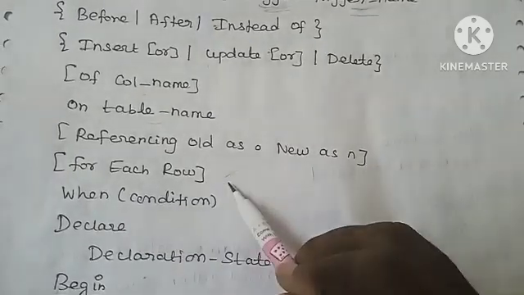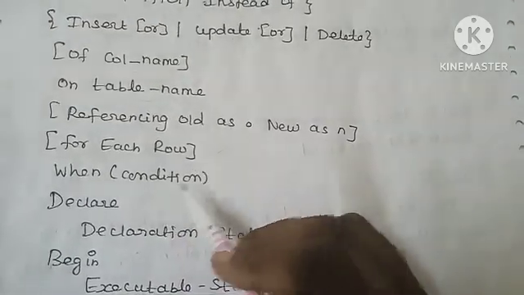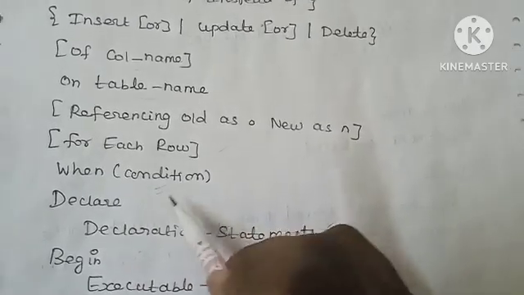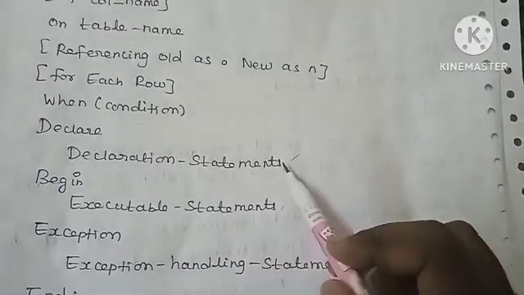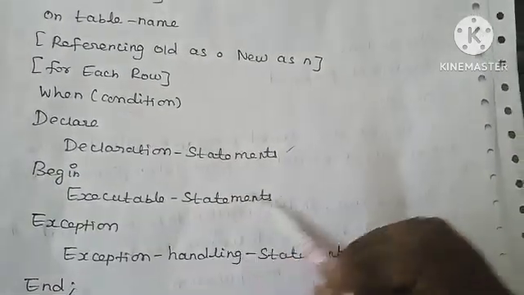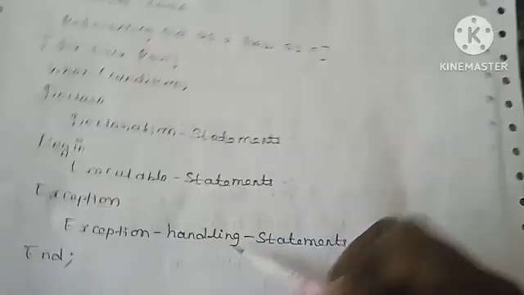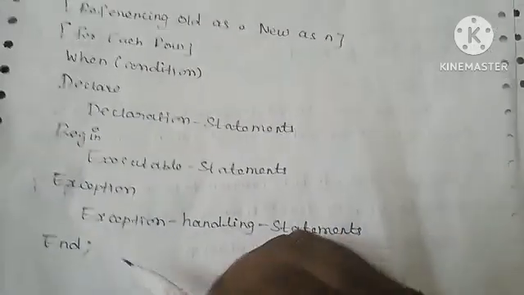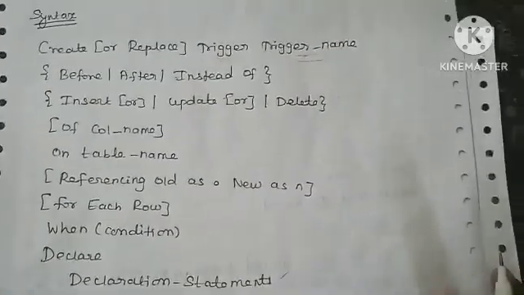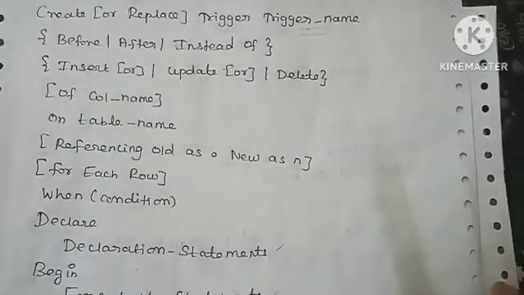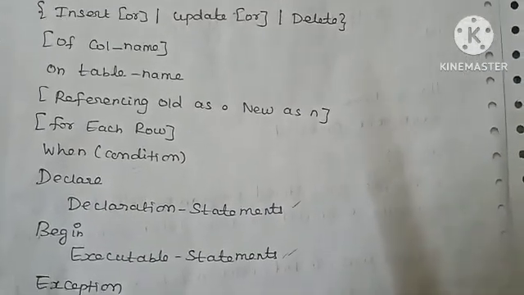For each row means we can enter the value for each row. So we can declare that for each row, when condition, which conditions, okay, and then declare the declaration statements, then begin with executable statements, exception handling statements, and then end. This is the syntax for creating the trigger. Now we can see the example.